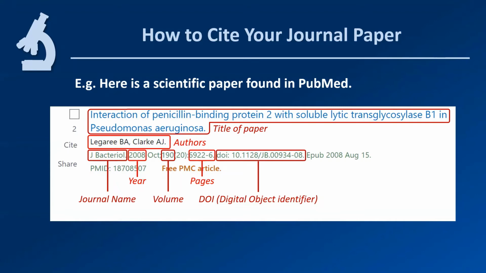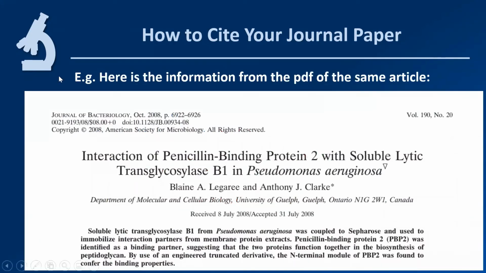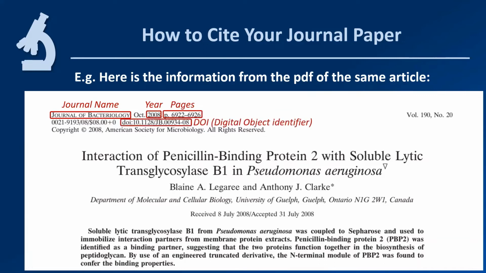If you can't find all the information there, you can look on the actual paper. Here's the PDF of the paper, at least the top part of the page. Again, all the information is here. Sometimes it's in a different format. So there's the journal name. You can see this time it gives the full journal name. There's the year again, the page numbers, the digital object identifier is found there as well, and of course the volume number.